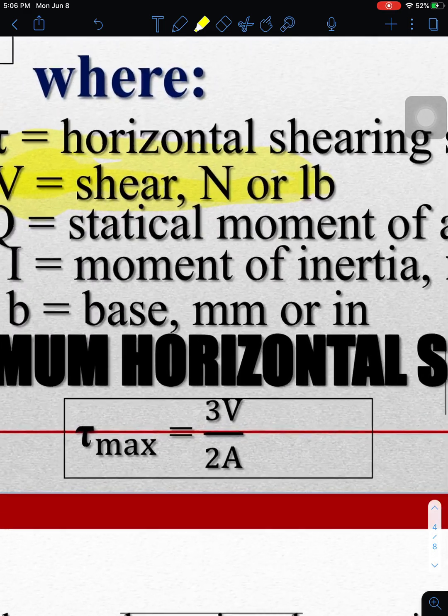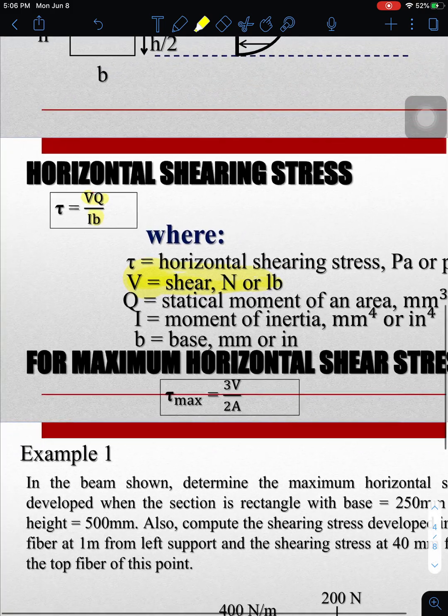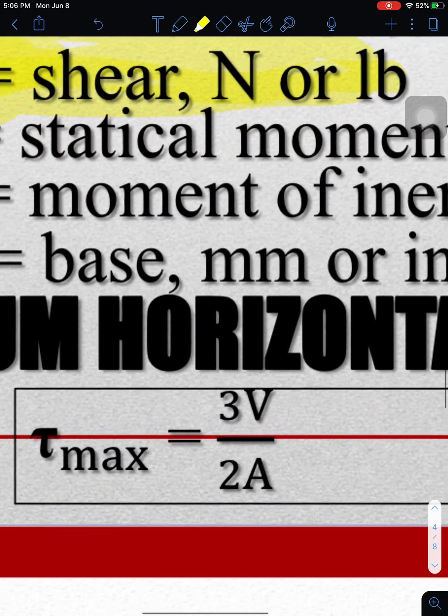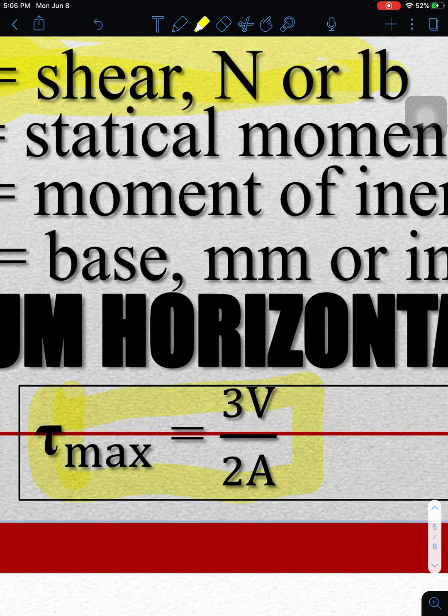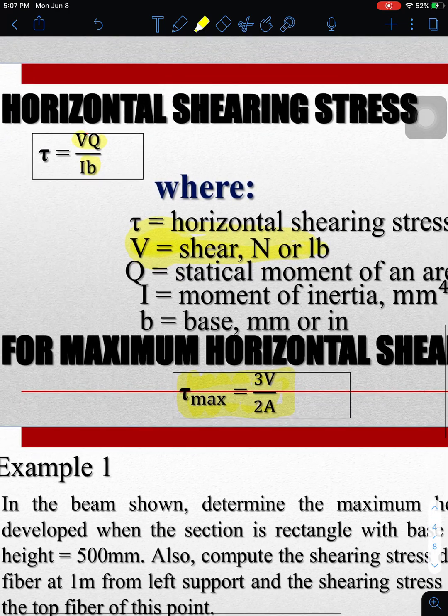And then, we can actually have the maximum horizontal shearing stress for a rectangular section. This is only for rectangular sections and is not applicable to composite sections. Whenever we have a rectangular section, we can use 3V over 2A, where it's just a factor of 1.5 times the shear over the area of the section, and the shear that we are using is the maximum. So let's try to have example number 1.